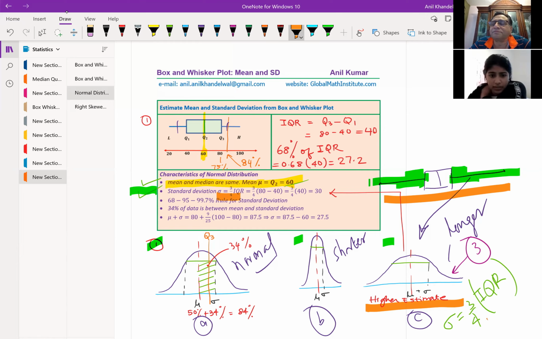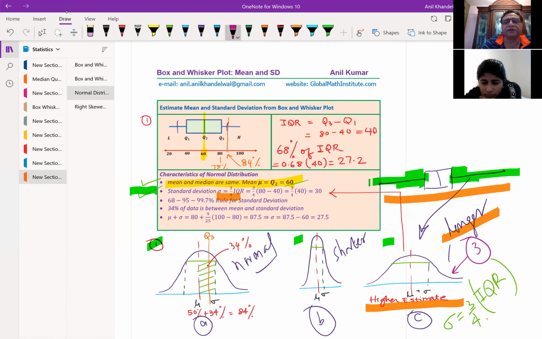Is it always 3/4, or only when it's long? Yes, it is almost this much. But is it always 3/4 of the IQR? Even if it's longer, yes. The shorter one will have a different estimate. If it is shorter, you can say this is 75%.